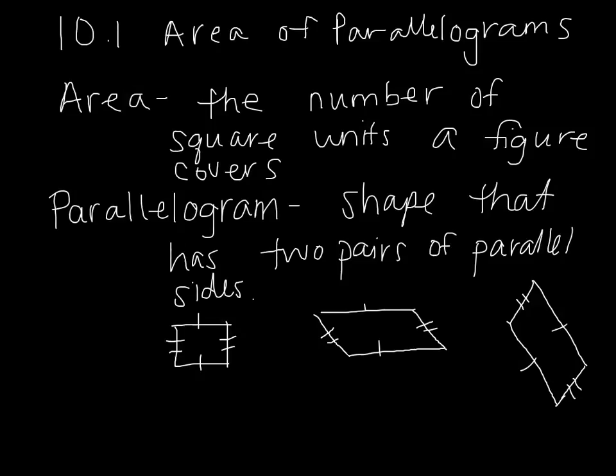Okay, so they would never touch. Remember, parallel lines are ones that never touch. Intersecting lines are ones that do touch or do cross each other. So what we need to know is how to find the area of a parallelogram.